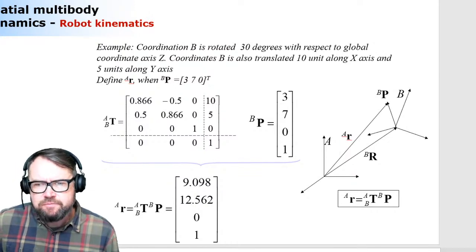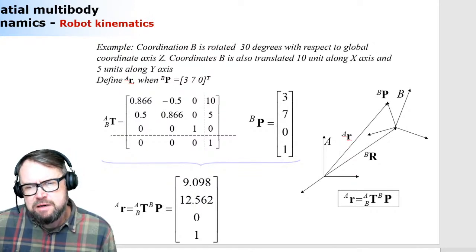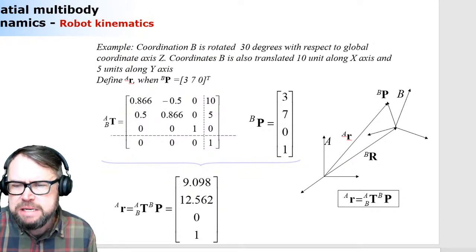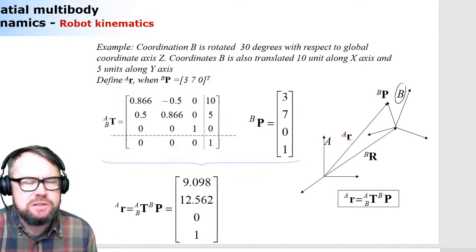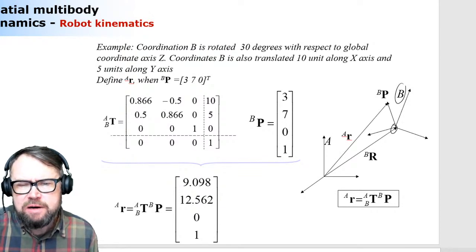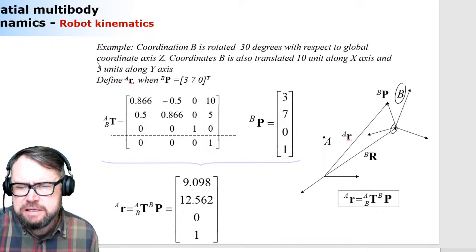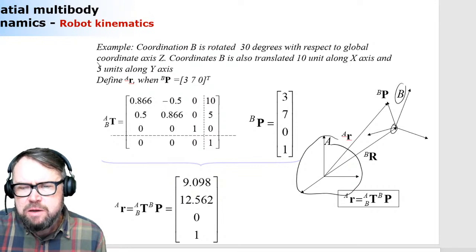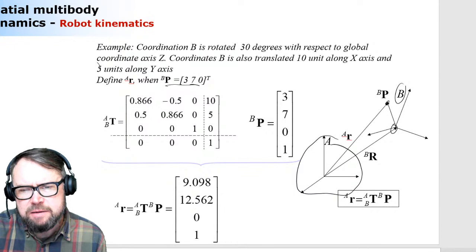Here's an example. This is a little bit of a boring example, but it explains it. I have coordinate system B here, which is this one here. The coordinate system is rotated 90 degrees. And then it is also translated 10 units along the x-axis and 5 units along the y-axis. And these are referring to this global coordinate system. So tell me where this point is located when P1 is provided in my question.